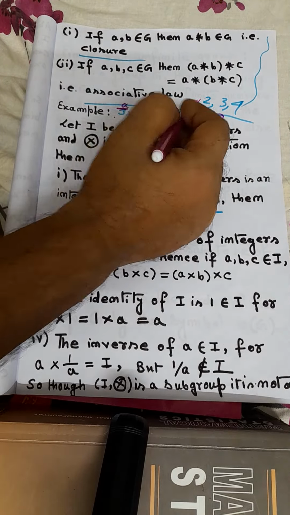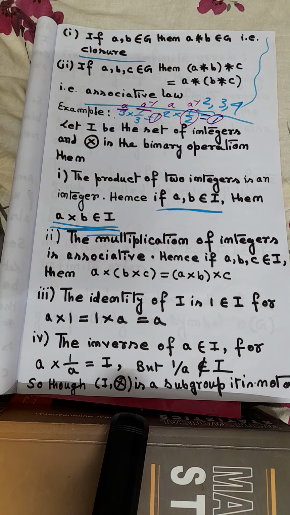But 1 by 3, what are those? Those are not integers. Those are fractions, right? Fractions do not belong to the set of integers. So we can say the inverse does not exist for the set of integers with multiplication as the binary operation. So the fourth condition is not satisfied here. But the rest of the three conditions are satisfied.